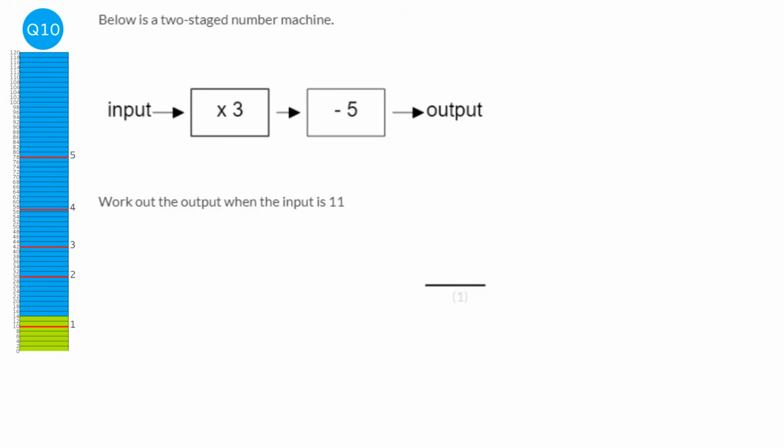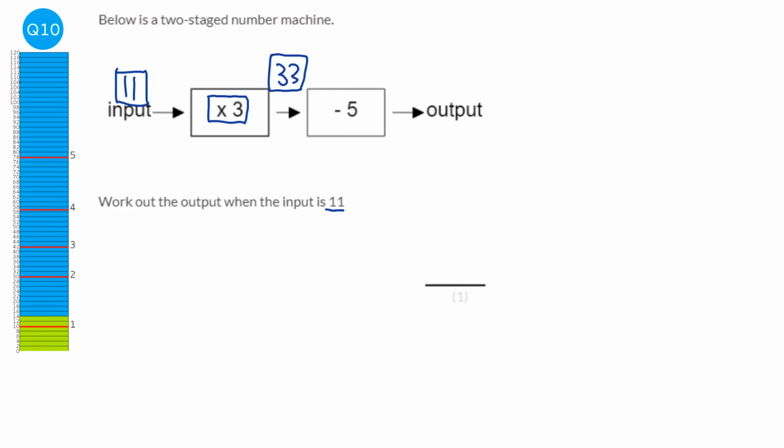So we're going to use a function machine to find out the output when we've got an input of 11. So we put 11 into this machine. And the first thing that happens is we multiply it by 3. So out of that first machine, we're going to have 33, which is 11 times 3.